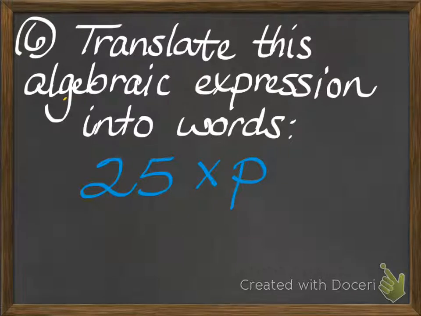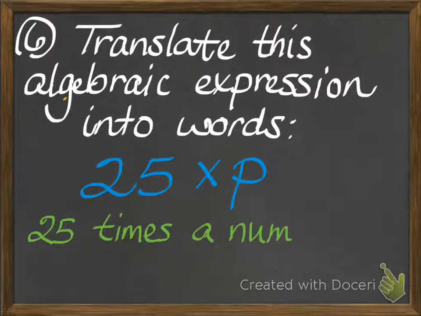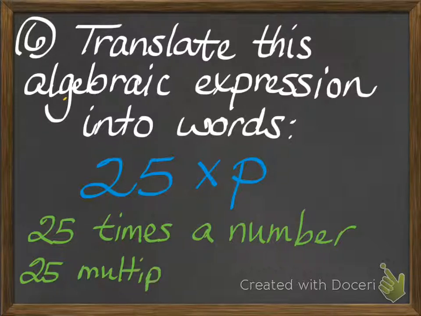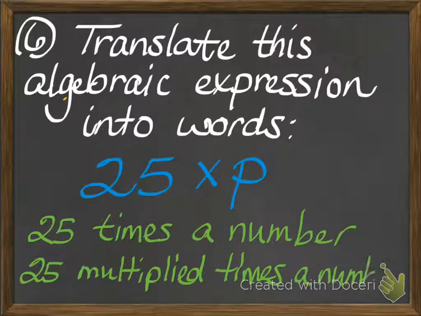Number 6, it's the last one we're going to do together. I'm going to have you do a few on your own. Translate this algebraic expression into words. So we're going to do it the other way around. Now we've got the expression 25 times p. How would you translate that into words? Well, you could say 25 times a number, or you might say a number times 25, or 25 multiplied times a number. Either of those would work.